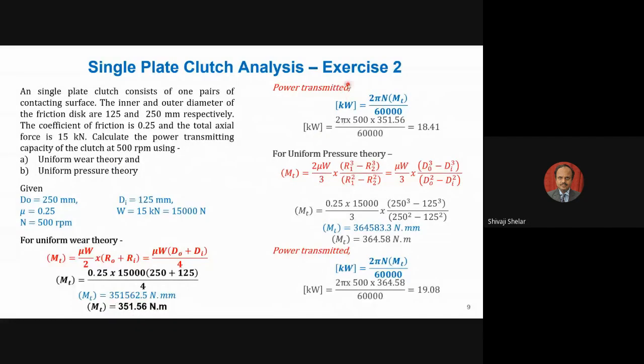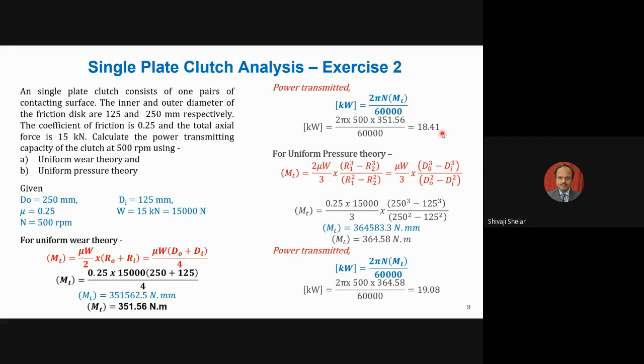Therefore, the power transmitted in this case for uniform wear theory, the power rating in kilowatts, is equal to 2 pi n Mt upon 60,000, where n is in RPM and Mt is in Newton meter. So let's put in the values: 2 pi, n is 500 RPM, and Mt from this calculation is 351.56, divided by 60,000. So if you use uniform wear theory, the power rating of our clutch is around 18.41 kilowatts.